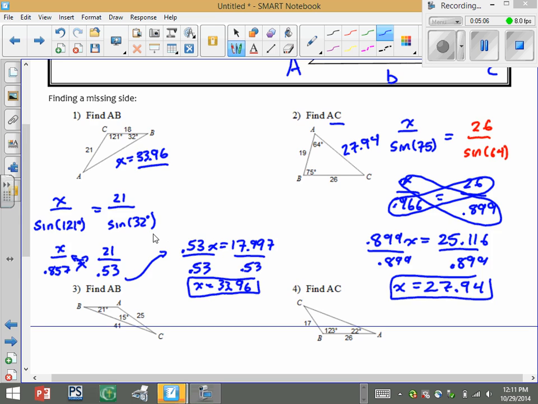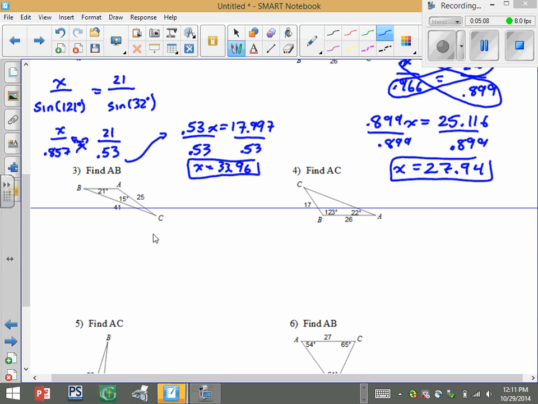On the off chance that you're missing an angle, keep in mind that you can fill in the missing angle. Look at number 3 here, find AB. We're after that side right there, X. What we might want to do is figure out what angle A is. I'll point out that the 15 degrees is this particular angle right here, with angle C. It's a pretty tight space, but we can figure out what angle A is: 21 plus 15 is 36, and then 180 minus 36 is 144 degrees. So angle A is 144 degrees.